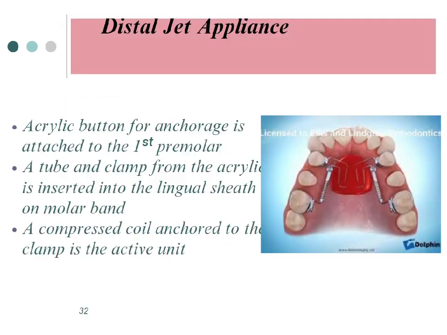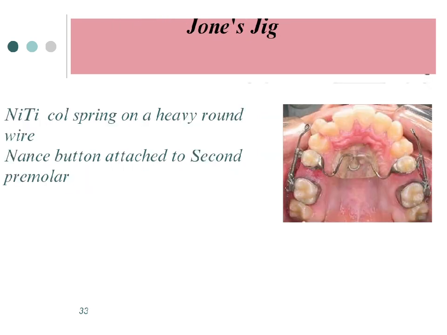Next comes the distal jet appliance. Acrylic button for anchorage is attached to the first premolar. A tube and clamp from the acrylic is inserted into the lingual sheath on molar band. A compressed coil anchored to the clamp is the active unit. Jones jig: nitinol coil spring on a heavy round wire. Nance button attached to second premolar.